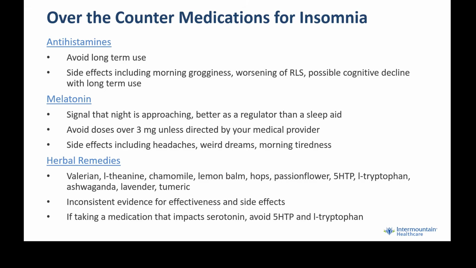Now, herbal remedies, there are multiple. So these are some of the more common ones: valerian, L-theanine, chamomile, lemon balm, hops, passion flower, 5-HTP, L-tryptophan, and then some new kids on the block include ashwagandha, turmeric. And if you look at the ingredients on something you can buy over the counter, many times it includes many of these with some melatonin thrown in.